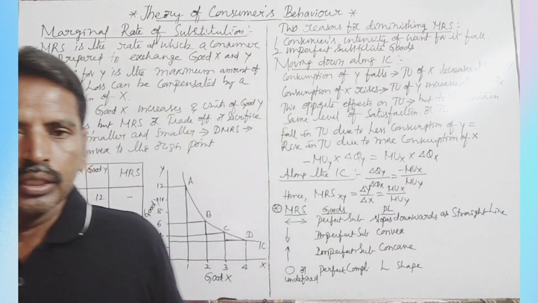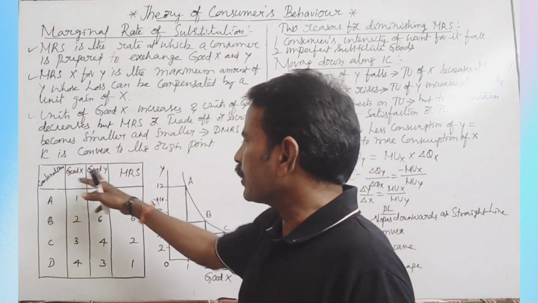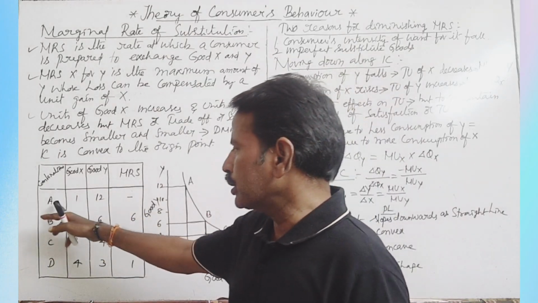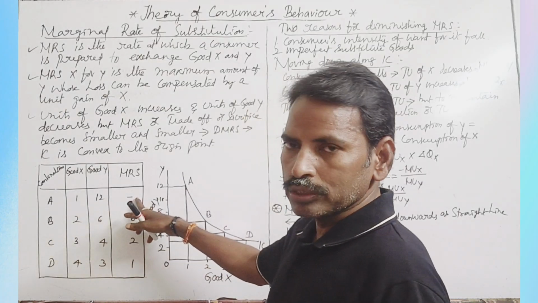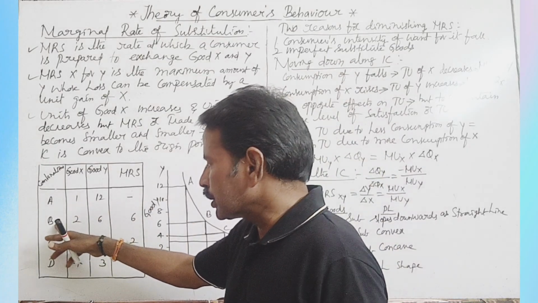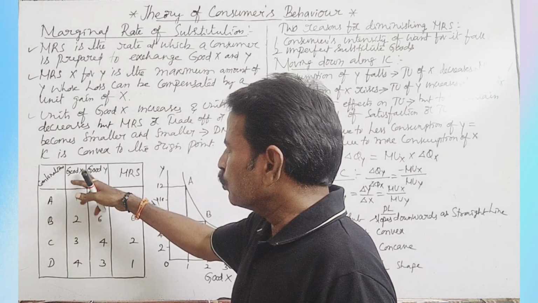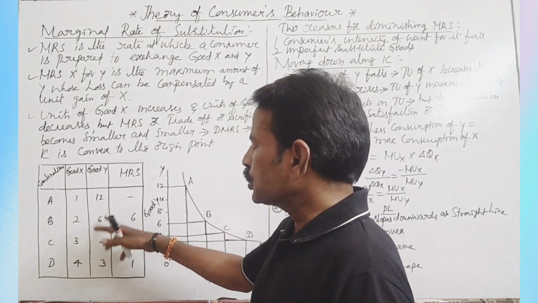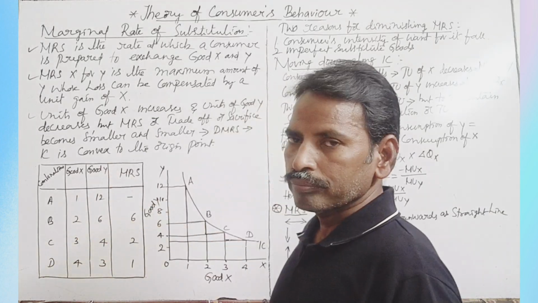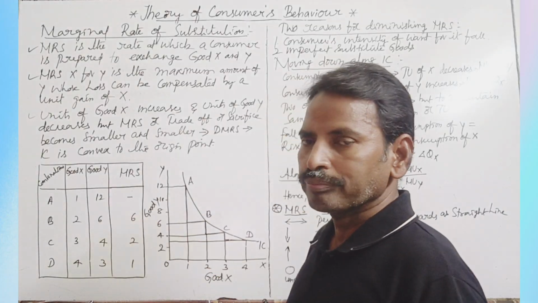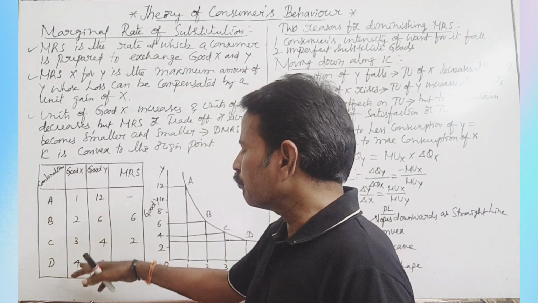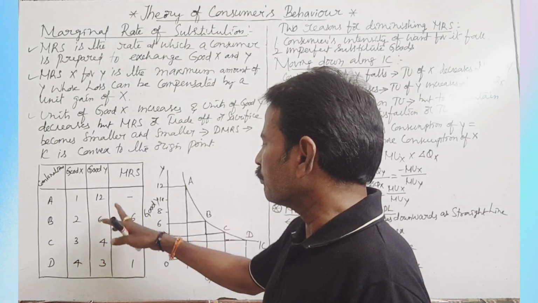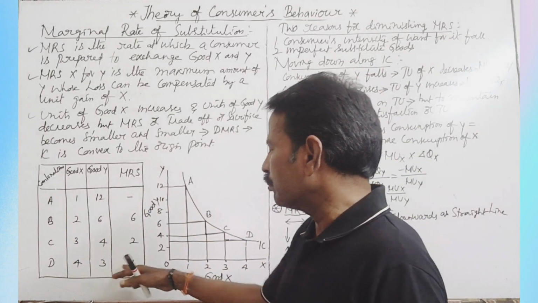Next, observe the schedule. Indifference schedule: combinations of good X, good Y, and MRS. Combination A is 1 plus 12, MRS is nil. For combination B, if you want to purchase good X extra, you should give up 6 units of Y. That is called MRS is 6. And so on, at D, if you want 4 units of good X, you should give up 1 unit of good Y. That is called MRS is 1.